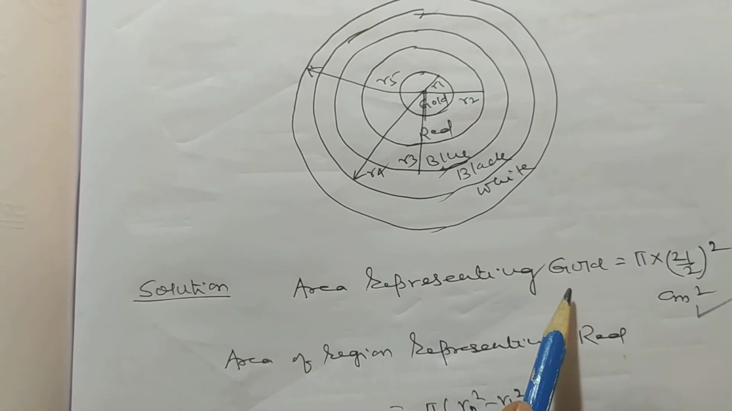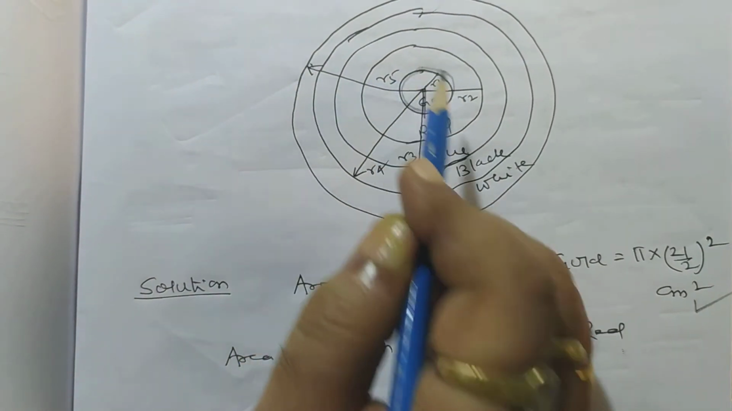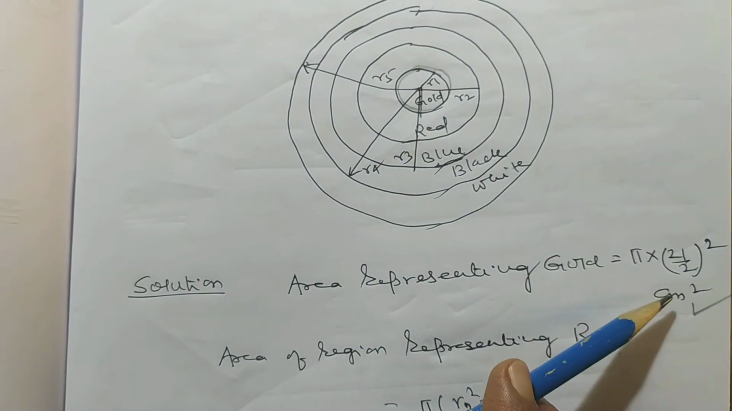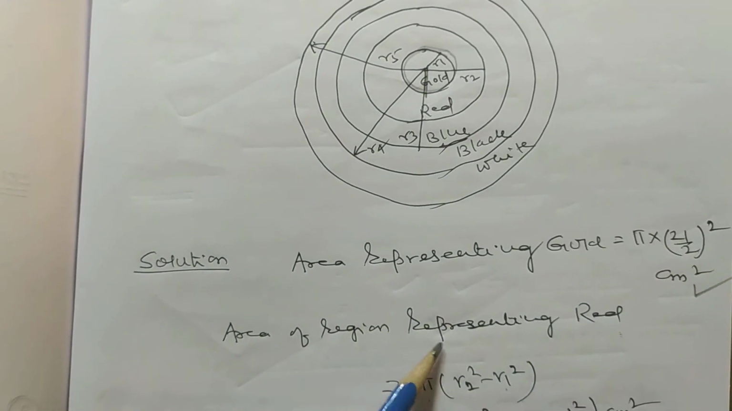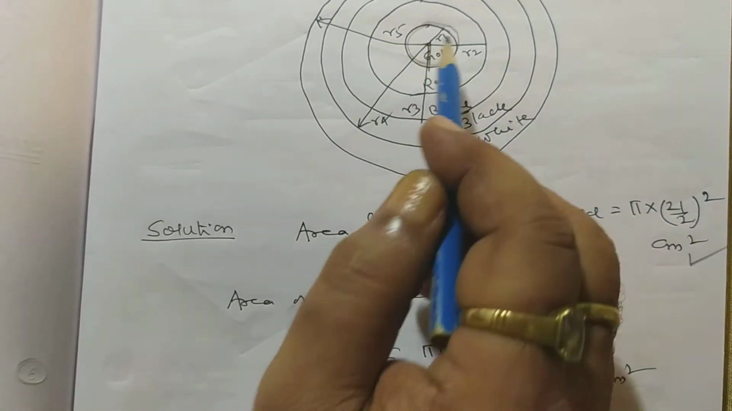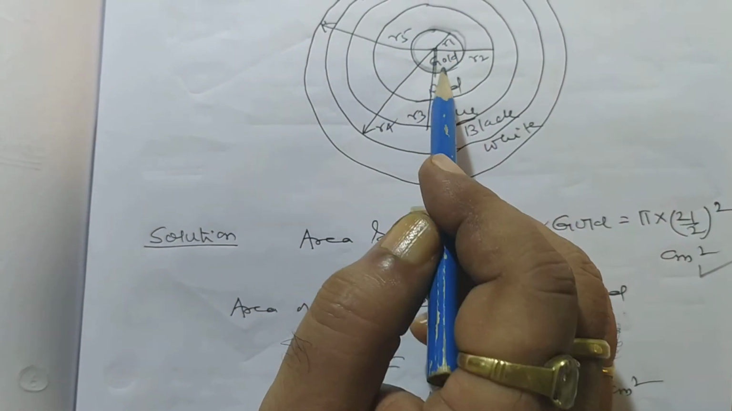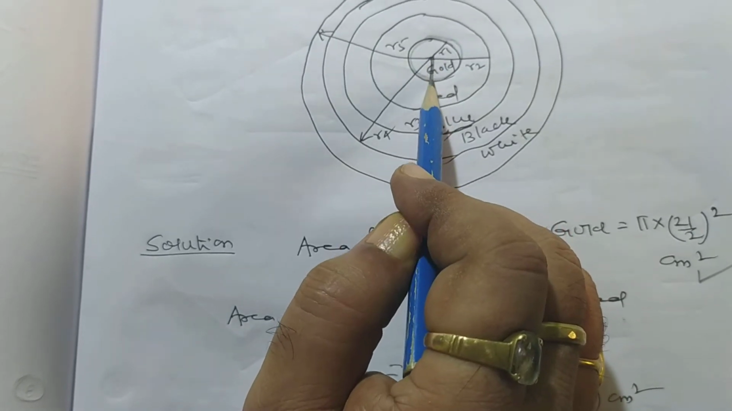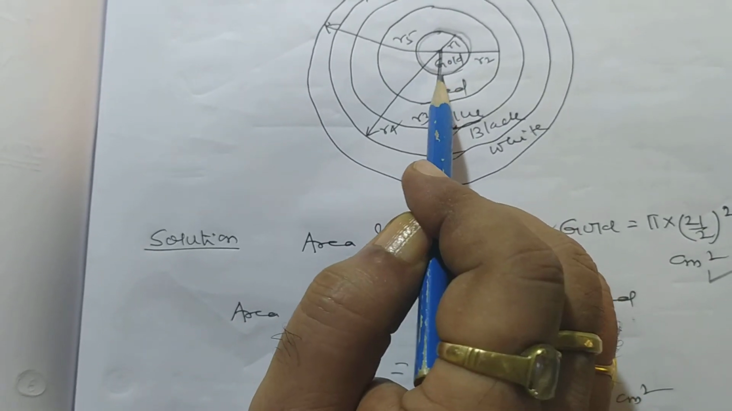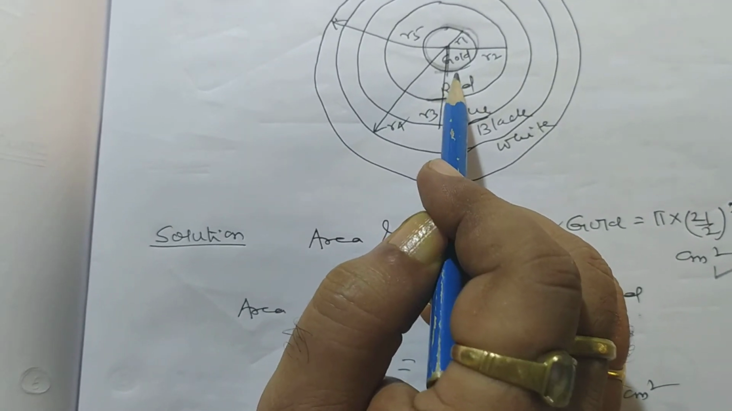Area representing gold. This is gold. So, area representing gold is equal to pi r square. R is 21 by 2. Area of region representing red. This red is a ring. So you add in the radius of this gold the width, which is 10.5.